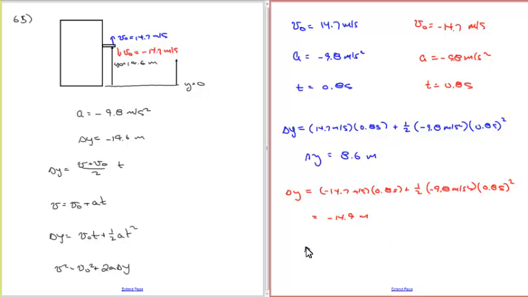So if we add those two together, the total delta Y is going to be the sum of those two. Actually, it's going to be the difference of the two. We'll take blue delta Y and subtract red delta Y. If we plug those in, we get 8.6 meters going up. Then we subtract a negative number, 14.9 meters. So we get 8.6 plus 14.9, which is 23.5 meters. That'll be the distance between them.